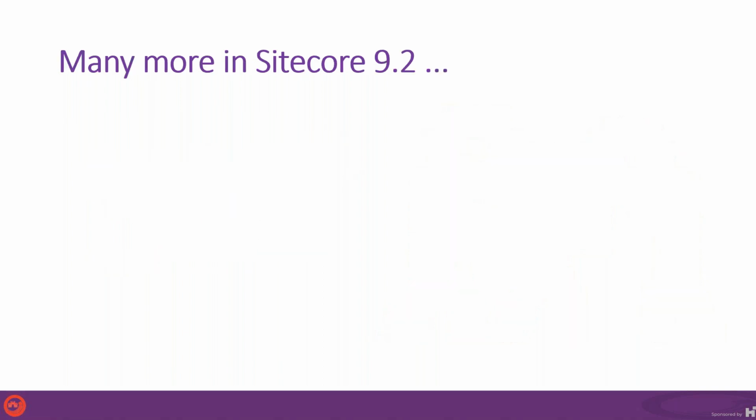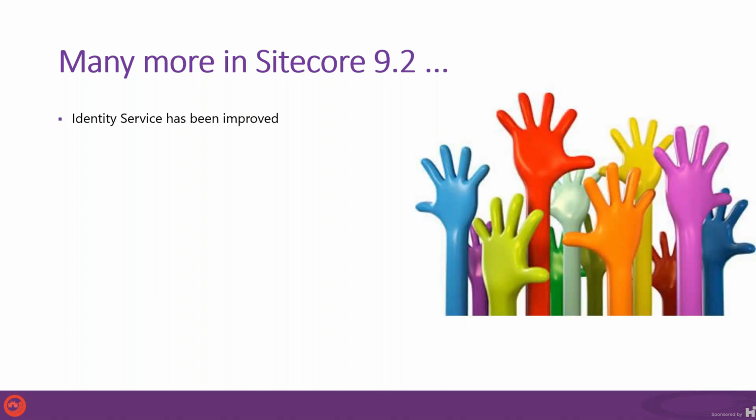So with that, I have covered the major features of 9.2, and also I've covered the Sitecore Content Hub. But there are a few more improvements in 9.2 which I wanted to quickly talk about. So identity service has been improved in 9.2. Identity service was actually introduced in 9.1 to handle the authentication of requests separately. As part of 9.2, persistent storage of users has been introduced. With that, whenever identity service gets restarted, the users who are logged in persist and will not be logged out.